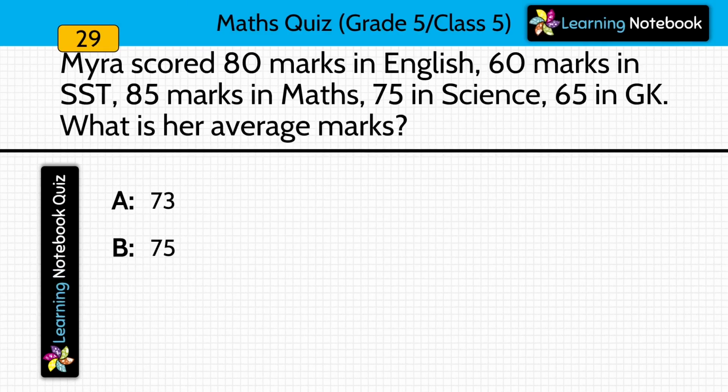Next question. Myra scored 80 marks in English, 60 marks in SST, 85 marks in Maths, 75 in Science and 65 in GK. What is her average marks? Answer is 73. We will find average marks by first adding all these numbers and then dividing them by 5 because there are 5 numbers. So we get the answer as 73.